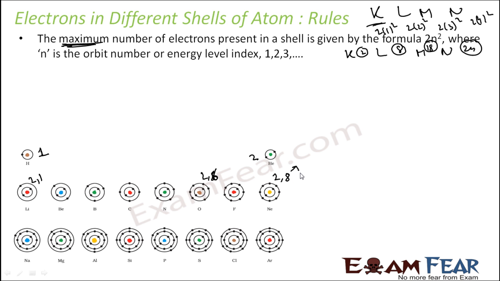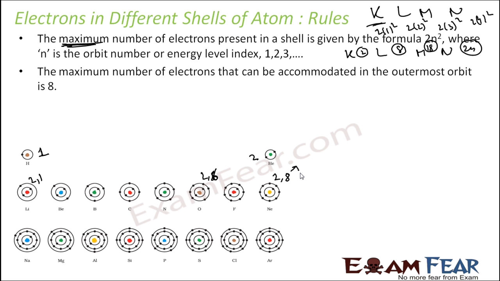The next rule is that the maximum number of electrons that can be accommodated in the outermost orbit is 8. So if you look at the outermost orbit for a given atom: for hydrogen, the outermost orbit is K. For helium it is K. For lithium it is L, because there are 2 orbits. For sodium it is M, with K, L, M orbits. So for any atom, the outermost orbit will have at the max 8 electrons. That's the extra rule.